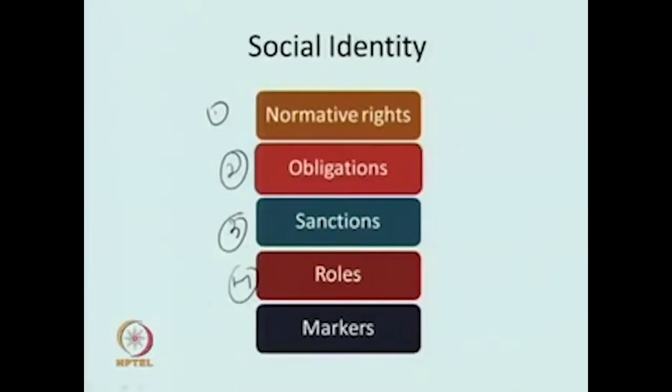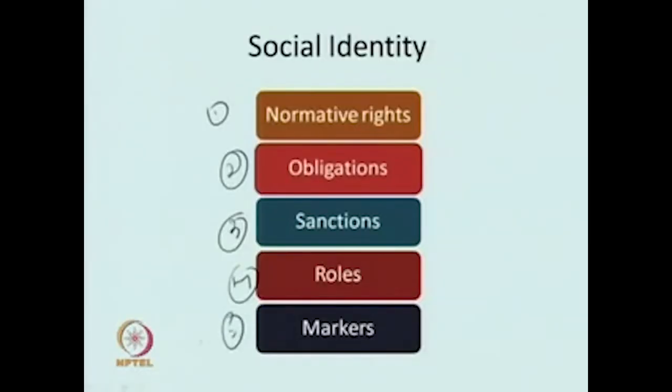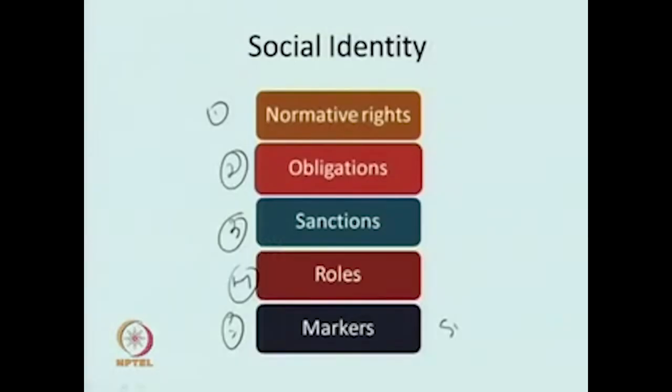A, the rights that are given to you. B, the obligations that you have to perform in return. And C, the sanctions that are given to you by society. So, the roles that you play define your social identity, so to speak. And finally, he says number 5, the markers. Now, what are markers? Markers are certain signs and symbols, okay? They signify your identity.